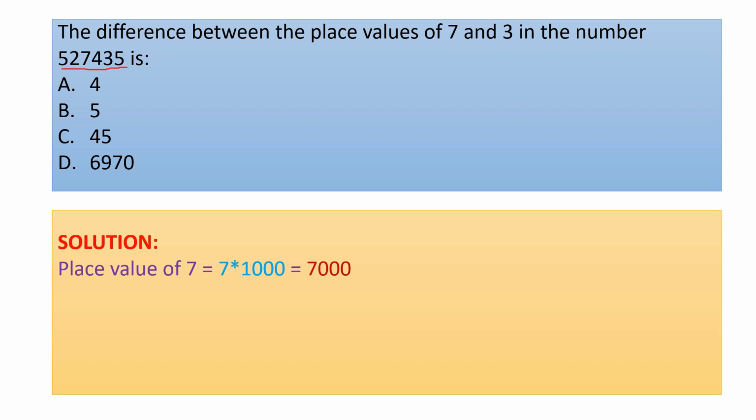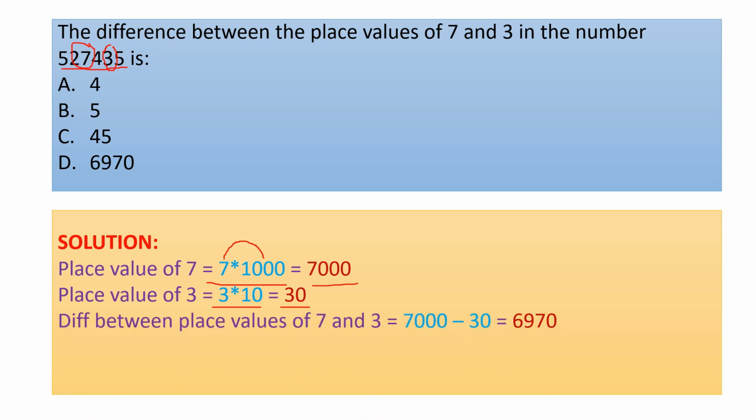The given numeral is 527435. So the place value of 7 is 7000 because 7 is in the place of thousands and we are multiplying 7 by 1000, which gives 7000 as the answer. And the place value of 3 is 30 because 3 is in the place of tens and we are multiplying 3 by 10, which gives 30 as the answer. And we are taking the difference of these two place values. So 7000 minus 30, which gives 6970. So the option is D.